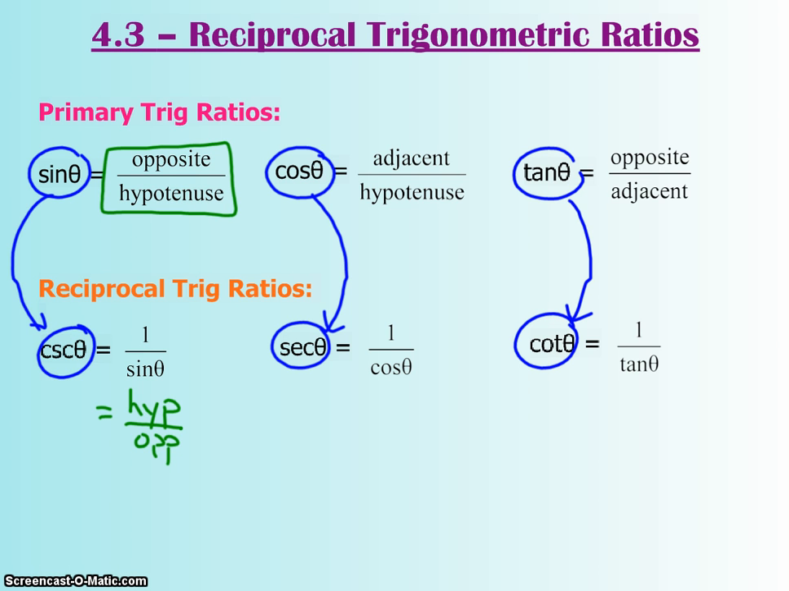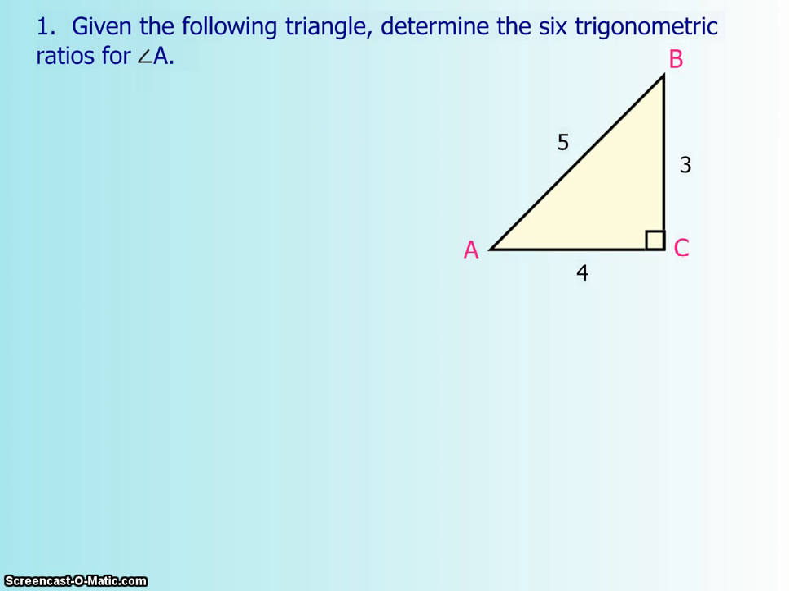So same with cos, adjacent over hypotenuse. Secant is going to be the flip of that. So hypotenuse over adjacent. And lastly, cotangent will be adjacent over opposite. The types of questions we get are very similar to the same kind of questions that we have from primary trig ratios. So I'll give you an idea by looking at some of these examples.